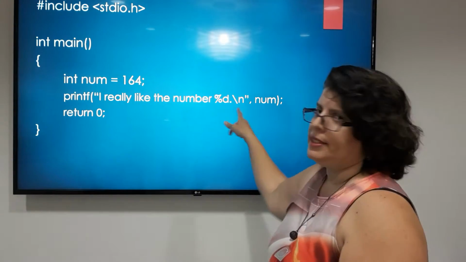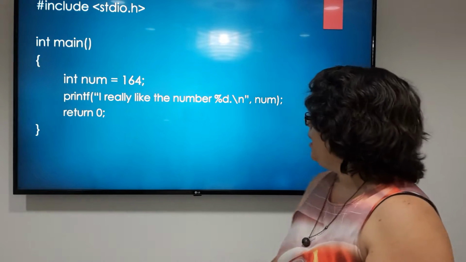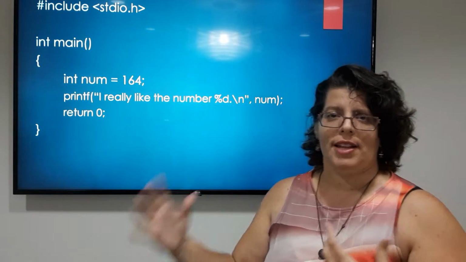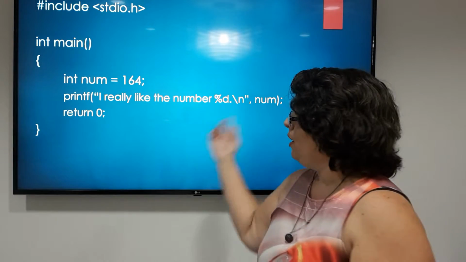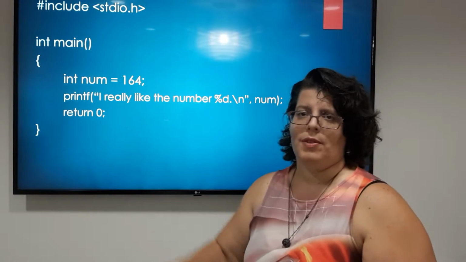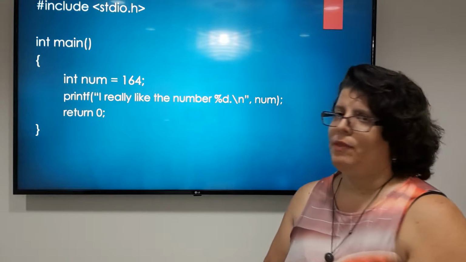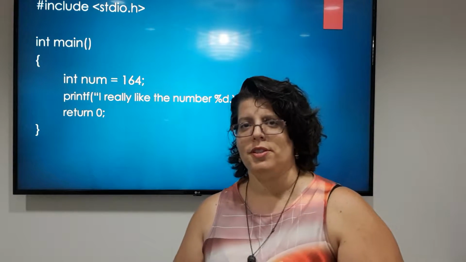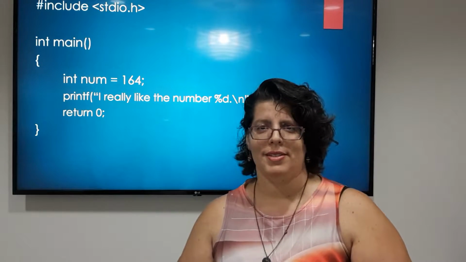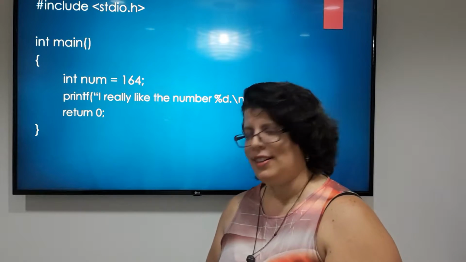I have a \n there that puts it to a new line. And so on the screen I have a nice little sentence, I really like the number 164. Then I return out and my program is done. So I return the 0 for my integer. And this winds up being an example of a program that uses the type int and then prints out a message. Let's try another one.